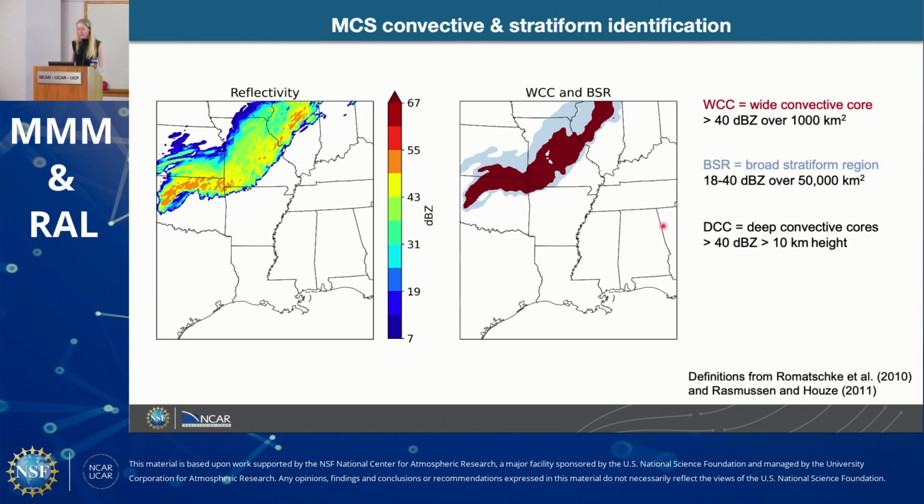And so what I'm identifying is wide convective core regions, so basically anywhere that has 40 dBz over 1,000 square kilometers, a broad stratiform region, which is shown in blue here, and that has between 18 to 40 dBz over 50,000 square kilometers. And then not shown but also identified are deep convective cores. So basically any 3-kilometer grid cell that has at least 40 dBz extending continuously up to or above 10 kilometers in height is a deep convective core. So these definitions are taken from prior literature and applied in this research.